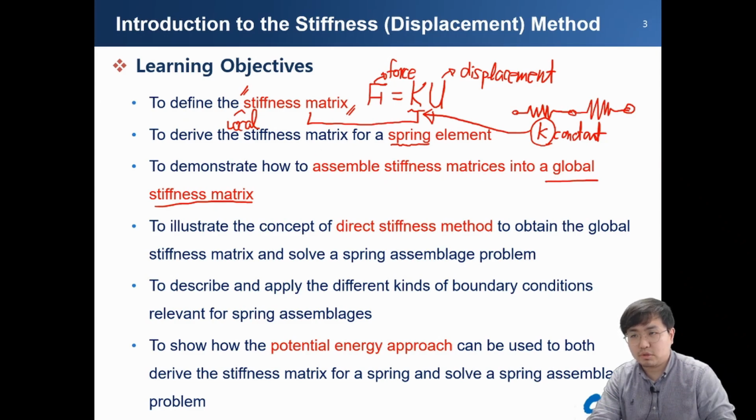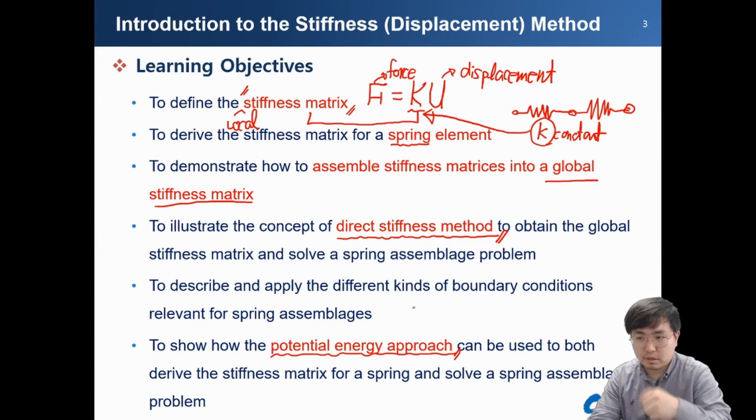To assemble the local stiffness matrix into the global stiffness matrix, we have several methods. The first method is the direct stiffness method. It's a very simple method. The other one, the potential energy approach method, is a more general method, but it contains more physical meaning than the direct stiffness method, which helps in understanding it. So in this chapter we are going to learn both methods.